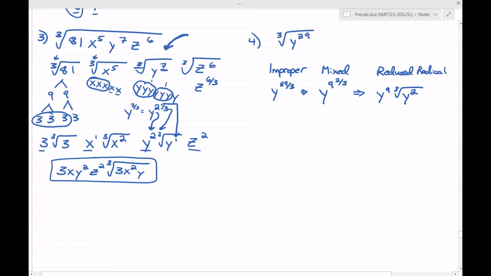So we could create another formula if you'd like. We could say y to the a b over c, if you wrote the mixed fraction correctly, translates into the reduced radical y to the a power times the c-th root of y to the b. c is the index of the radical, and y to the b would be what's left over. a represents our number of groups, b represents our remainder, and c represents the divisor or the index.